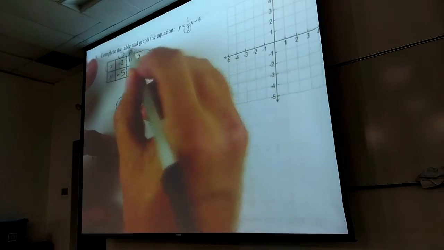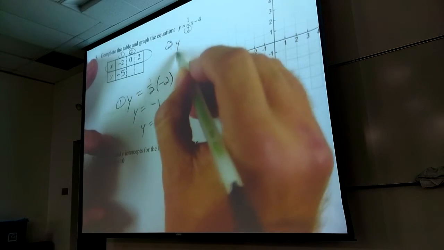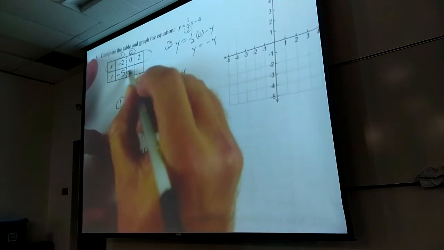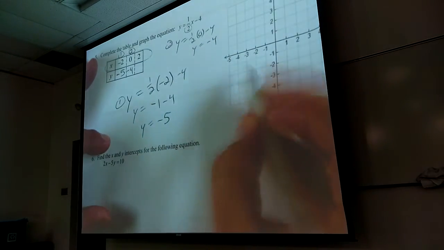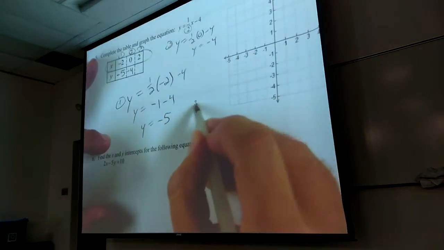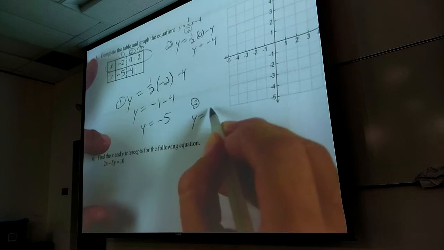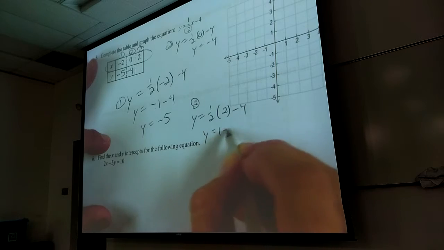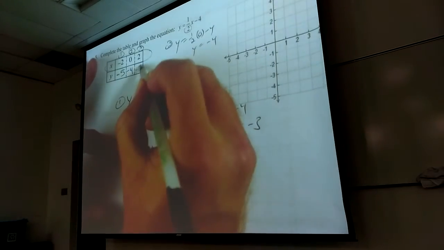So what about the second one? -4. Yeah, you put a 0 in, so you get -4. And then finally, this third one. 1/2 of 2 minus 4. 1/2 of 2 is 1. -3, I like it.